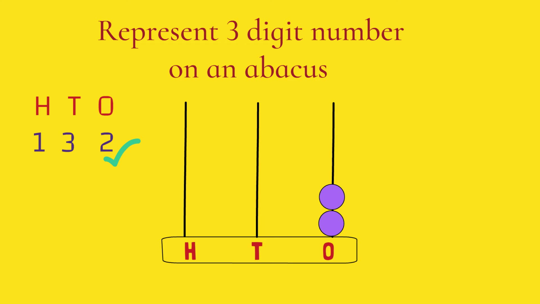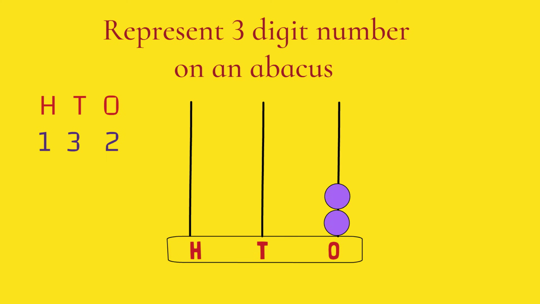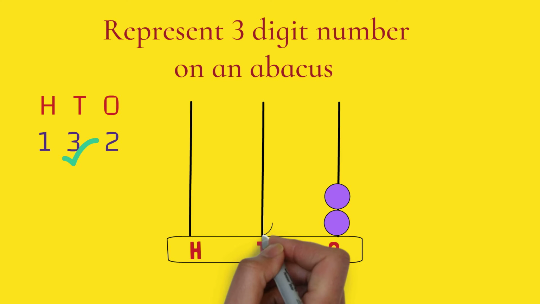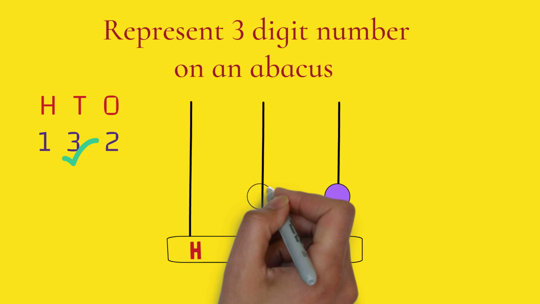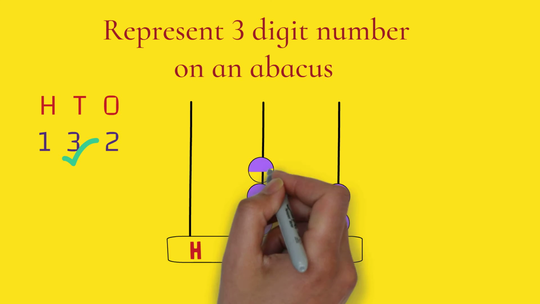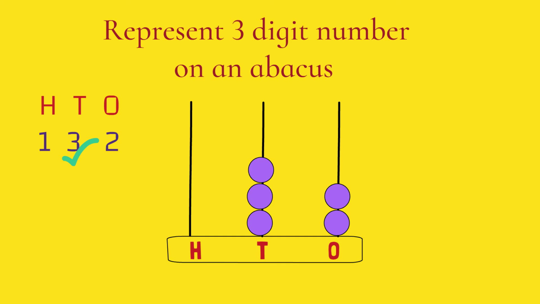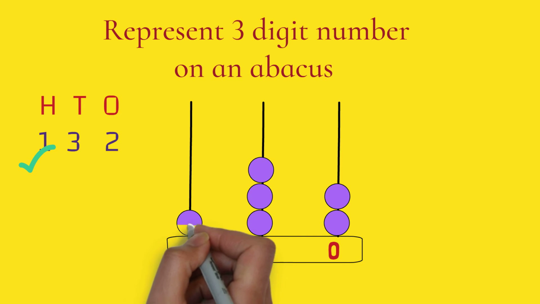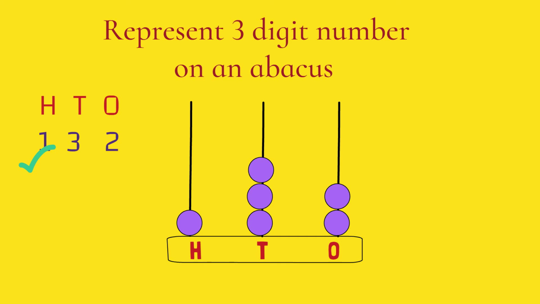Which number is at tens place? 3. So draw 3 bits on tens spike. Now tell me how many bits will you draw at hundreds spike? 1, because 1 is at hundreds place. So we can say that this abacus represents number 132.